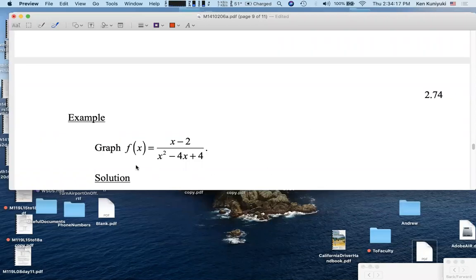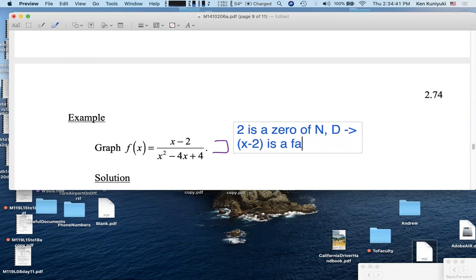Hi everyone, let's consider y or f of x equals the fraction x minus 2 over x squared minus 4x plus 4. Some people may observe that 2 is a 0 of both the top and the bottom. And what does that mean? 2 is a 0 of both the top and the bottom. So that means that x minus 2 is a factor of both the numerator and the denominator.